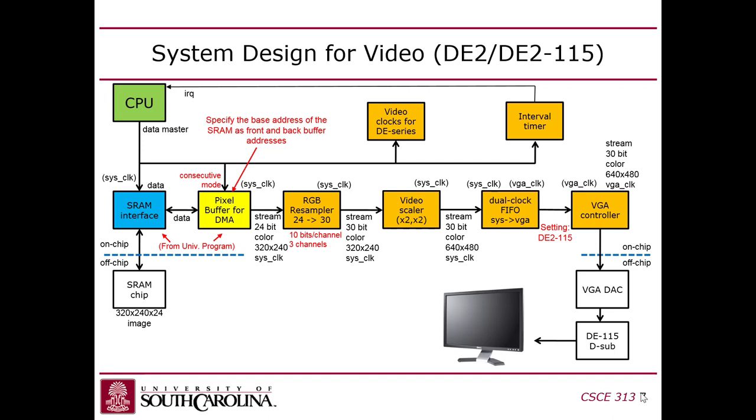You might say, wait a second. If you do that, you're just going to overfill the FIFO, because you're going to be sending stuff in the FIFO faster than you take it out. Yes, that would be true, except that the pixel buffer for DMA is smart enough not to do that. It's only going to send one pixel every other cycle to avoid that. You guys with me? But you still need the dual clock FIFO to reconcile the difference in clocks.